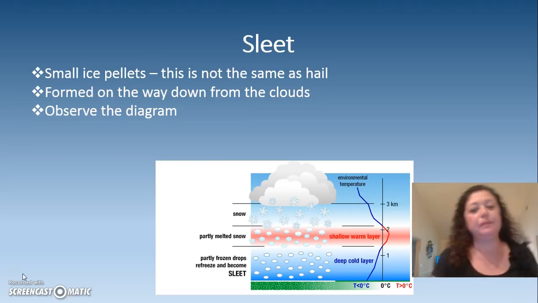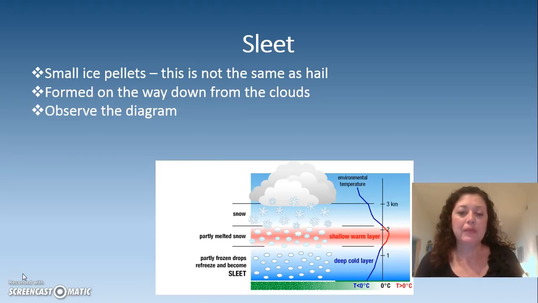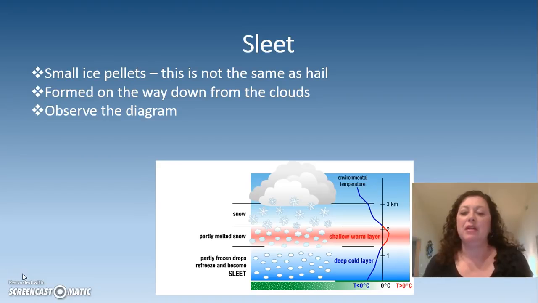So look at the diagram. You've got your clouds. The snowflakes are coming down. They go through some warm air, so they melt, turning back to liquid. And then there's a layer of very cold air where those pellets are going through, and then they become ice and fall as sleet. So snow to liquid and then back to little ice pellets. So they freeze before they hit the ground, unlike freezing rain, which freezes when it hits the ground. So just a couple of differences there.